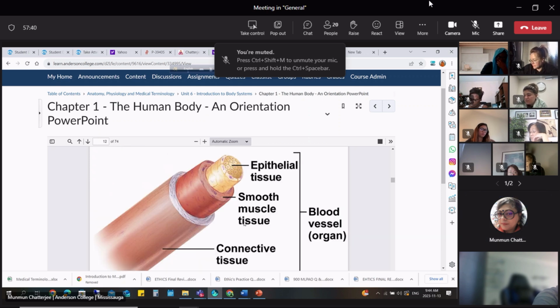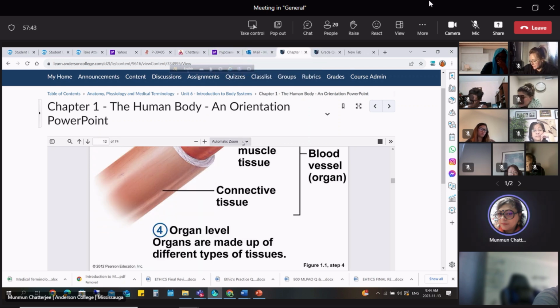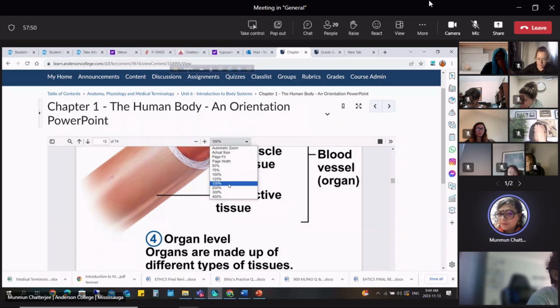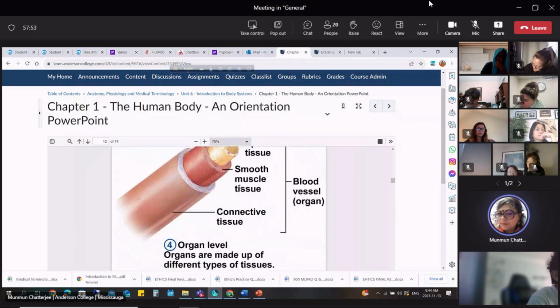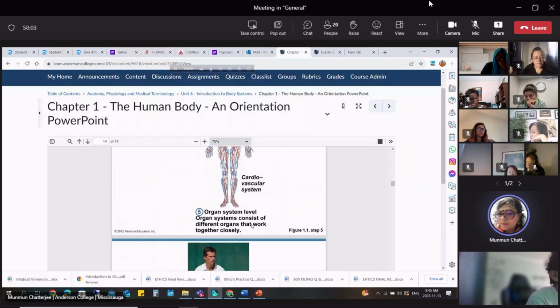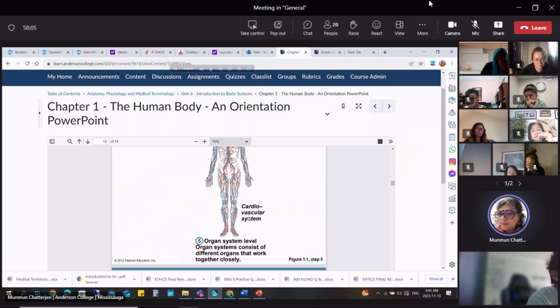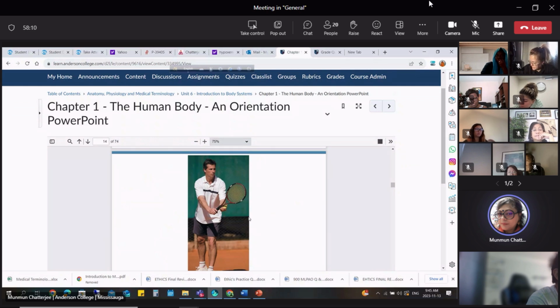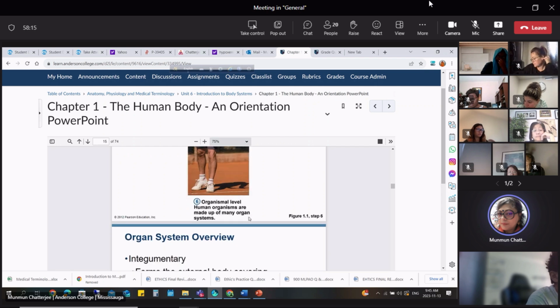Next is the organ level, let me zoom in a little bit. When different types of tissues make an organ, that is called the organ level. Finally, different types of organs work together to form the organism level. Here is your structure, your body. So this is called the organism level.